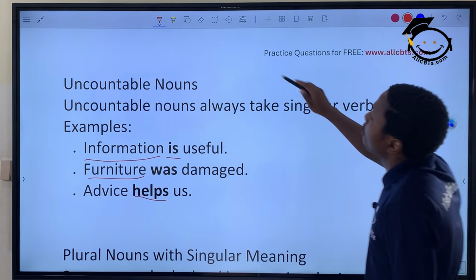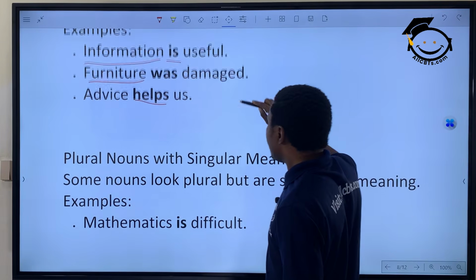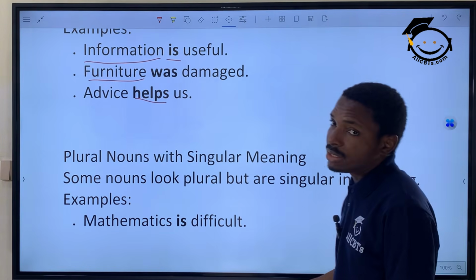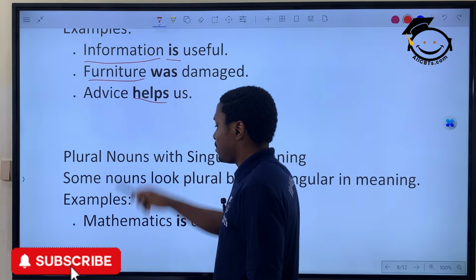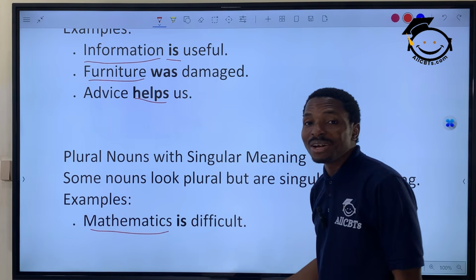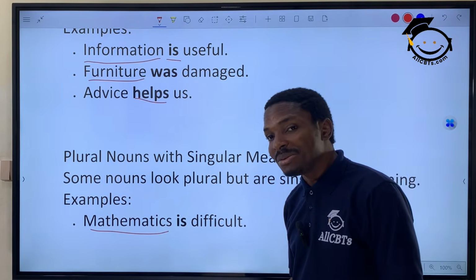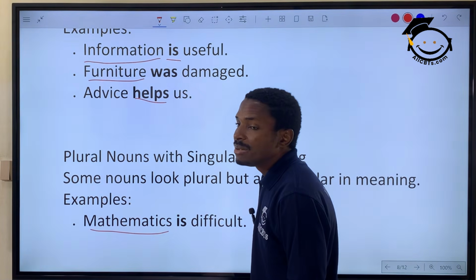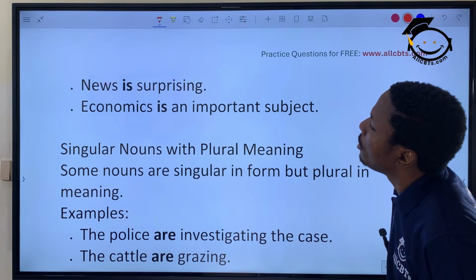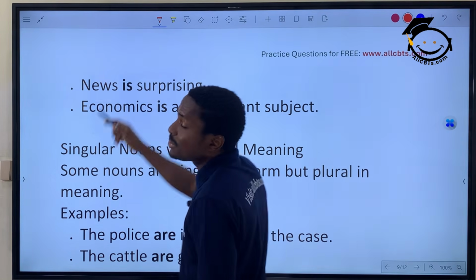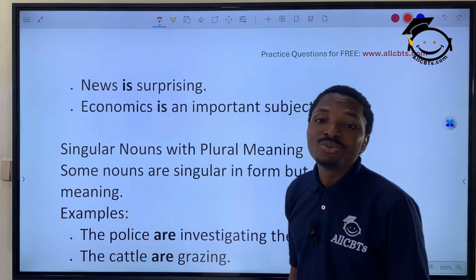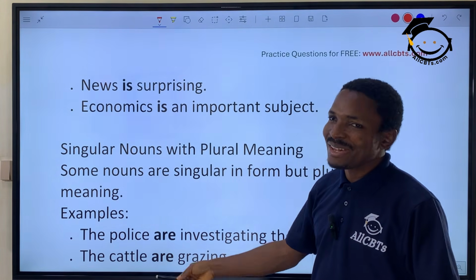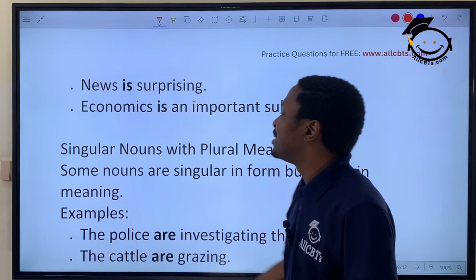Alright, now we move on. Plural noun with singular meaning. So nouns that look plural but are singular in meaning. For example, mathematics. It looks plural but actually it's singular in meaning. So mathematics is difficult. No, mathematics are difficult. Mathematics is difficult. Let's see more. News. It looks plural but you can't say new. I'm watching the new. It's news. News, it's singular. Then economics, singular.